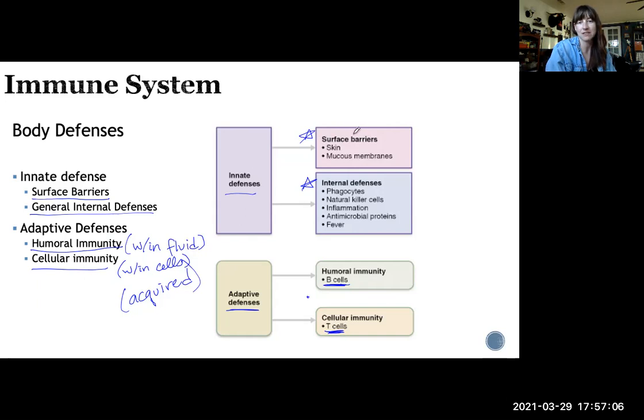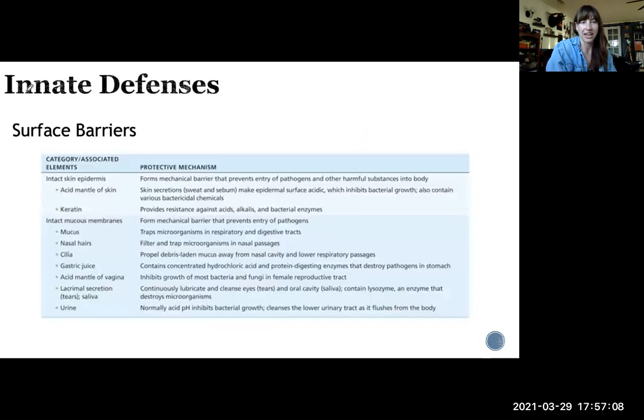So innate defenses, surface barriers. So again, innate defenses is the stuff that everybody has. It's innate in you, okay? You have skin, right? Your intact skin epidermis. The physical barrier of that. It's literally waterproof, right? It's a physical barrier to keep physical stuff out. A mechanical barrier prevents entry of pathogens and other harmful substances.